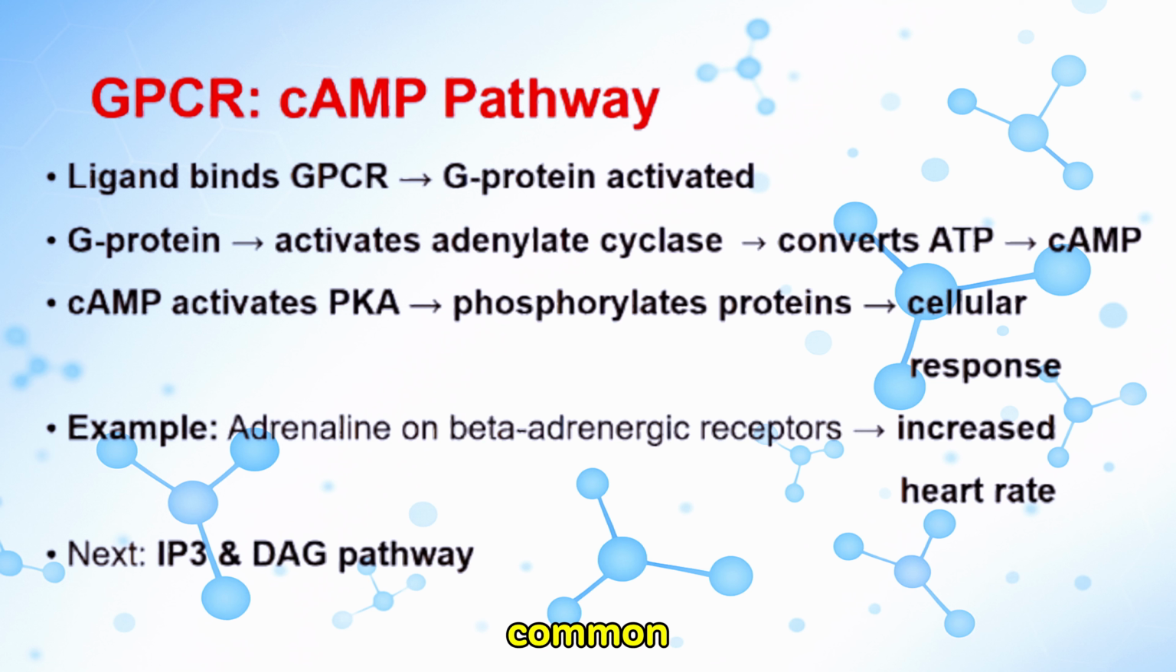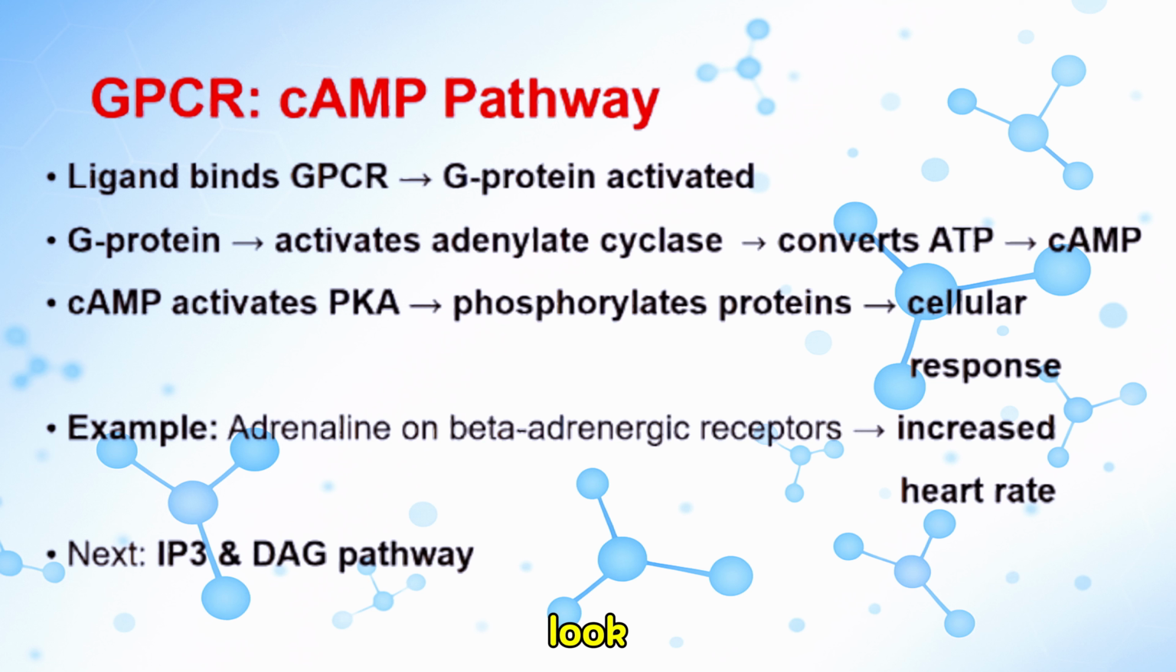cAMP pathway. One common signaling pathway activated by GPCRs is the cAMP pathway. When a G protein called Gs is activated, it turns on an enzyme called adenylate cyclase. This enzyme converts ATP, the cell's energy molecule, into cyclic AMP, or cAMP. cAMP acts as a messenger inside the cell, activating an enzyme called protein kinase A, or PKA. PKA then adds phosphate groups to other proteins, changing their activity and producing the cell's response. For example, this pathway increases heart rate when adrenaline binds to beta-adrenergic receptors.